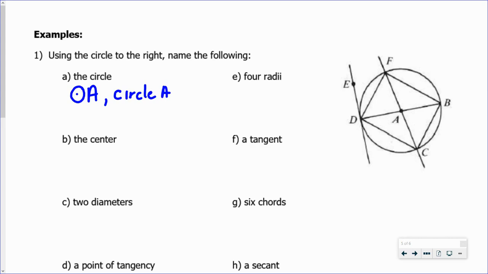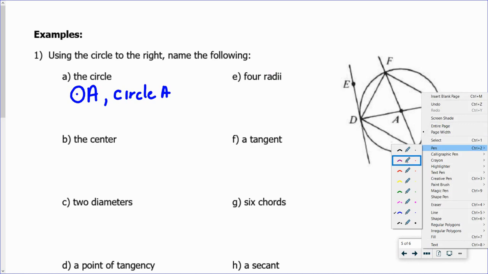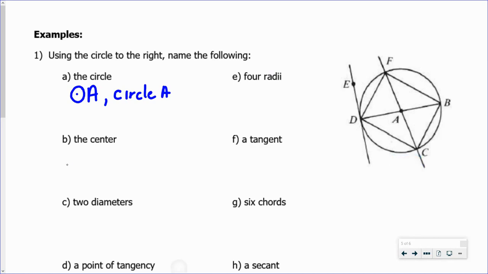Letter B asks you to identify the center of the circle. We just talked about that. The center of the circle is point A. So we'll jot that down. So again, you have the option of just writing in the letter capital A, or you could write the words point A as well.